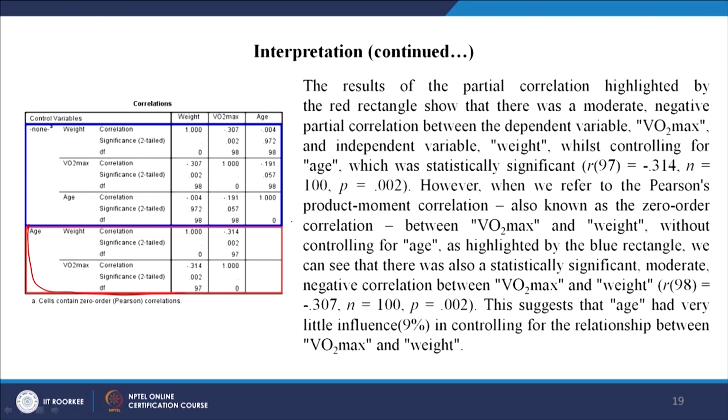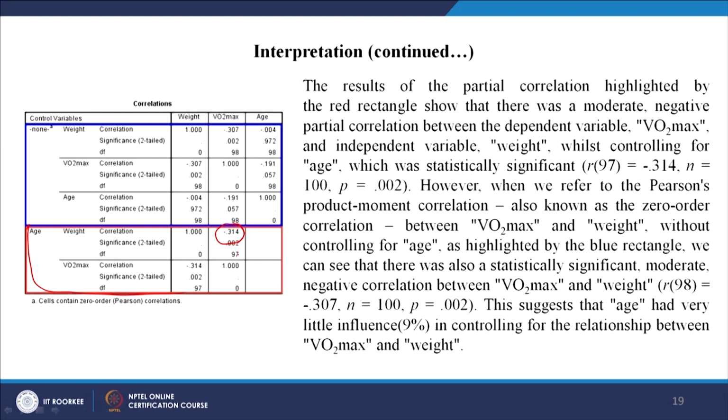Now, this is what we were checking there also. How am I writing? The results of the partial correlation, highlighted by the red rectangle, show that there was a moderate negative partial correlation. Why moderate negative? This value is minus 0.314. So, a negative partial correlation between the dependent variable VO2 max and weight while controlling for age. This is how you write in your research paper or report, which was statistically significant. Now, see how I am writing r.